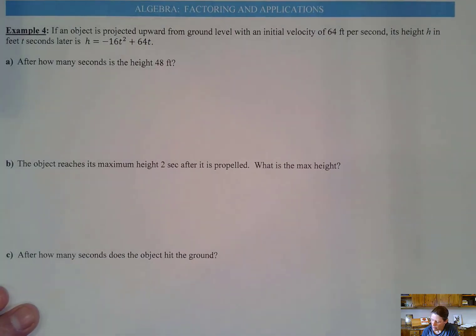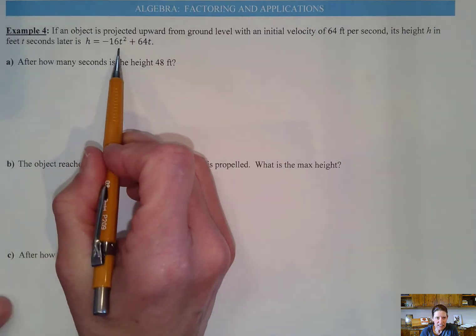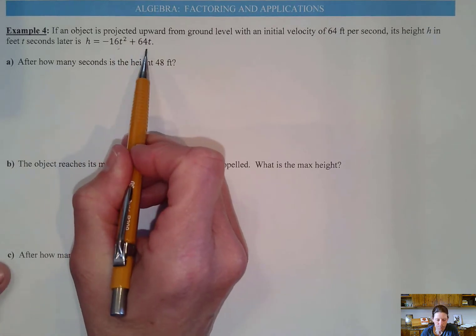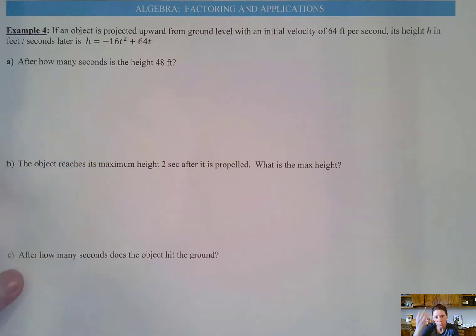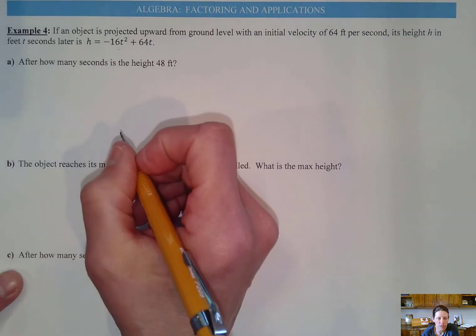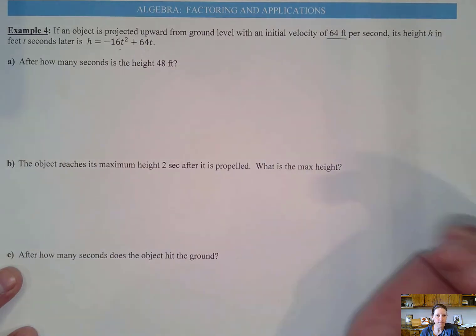Last problem here, example 4, we're going to look at an object projected upward from ground level with an initial velocity of 64 feet per second. Its height h in feet t seconds later is h equals negative 16t squared plus 64t. Now this term, negative 16t squared, is a result of gravity, and it's going to pull that object back down to the surface of the earth. And 64 is the initial velocity.